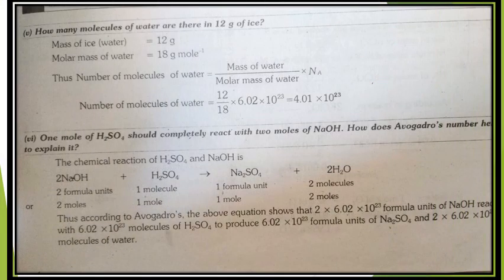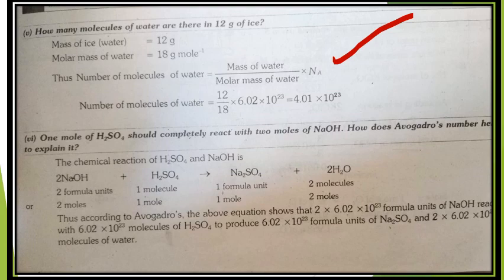The next question is: how many molecules of water are there in 12 gram of ice? Is there any difference between ice and water? No. The only difference is the change of state. Otherwise 12 gram of ice is also water. So once again apply the same formula: number of molecules is equal to given mass over molar mass multiplied by Avogadro's number. You will get your desired answer. Quite simple in this question. Now come to the next question, which is also a short question.